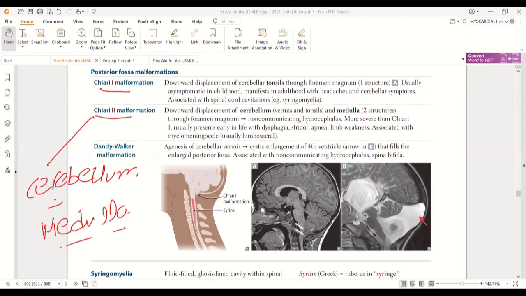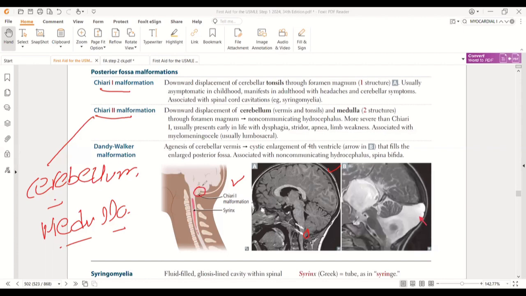So look at this, the cerebellar tonsil. It is displaced through the foramen magnum. This is the Chiari 1 malformation. So this is again the picture of the Chiari 1 malformation, showing the cerebellum or cerebellar tonsil.